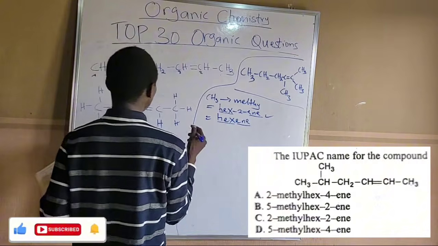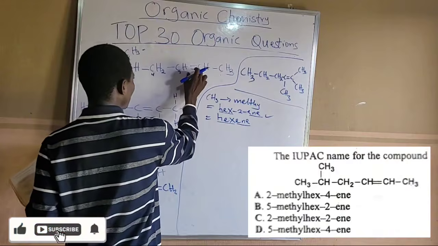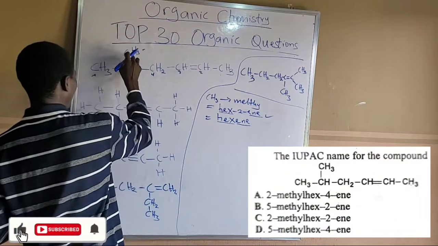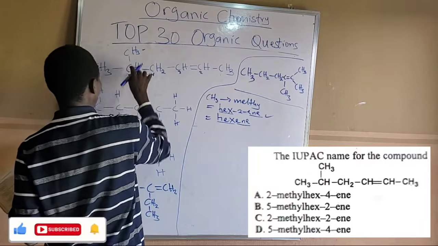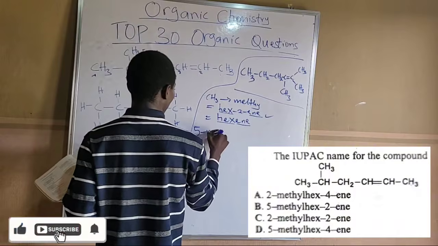All right, so if you want to name this one now, you start to number from this end. This tells us the parent's name. But the only substituent we have is methyl, and this methyl is located at the 5th carbon. So we say 5-methyl.